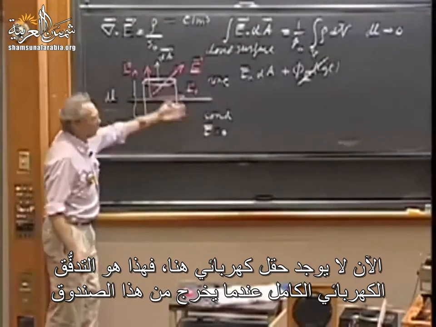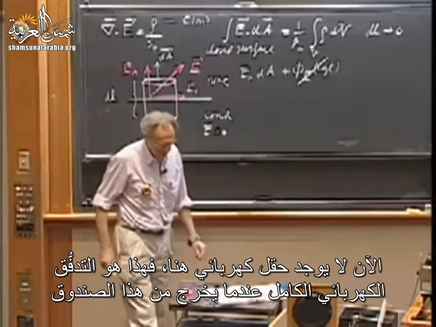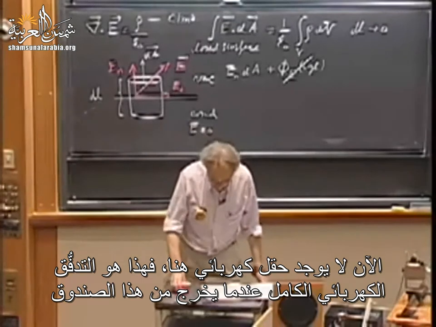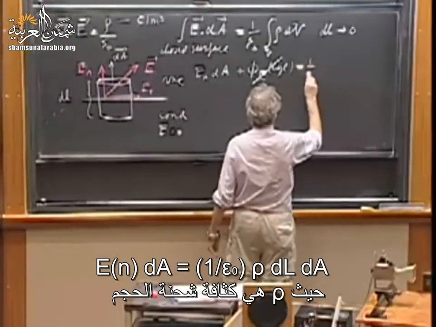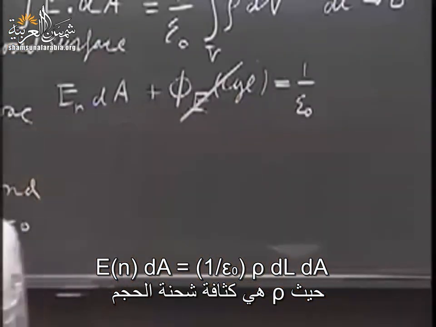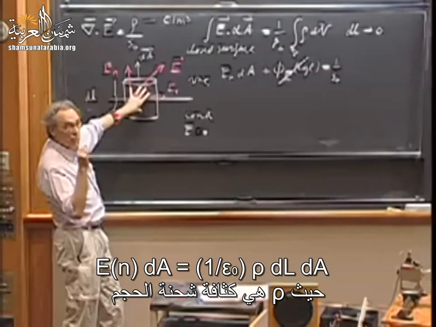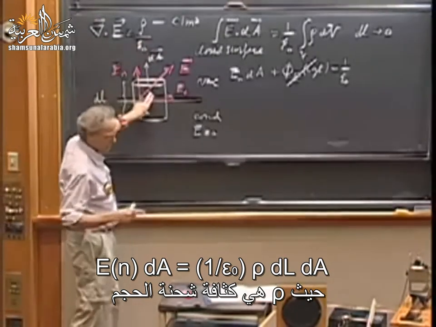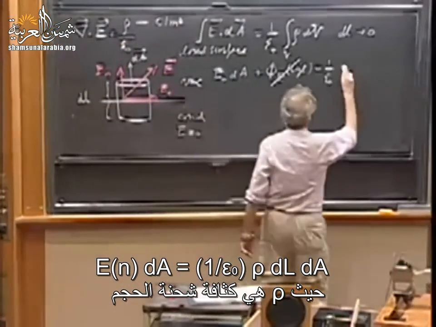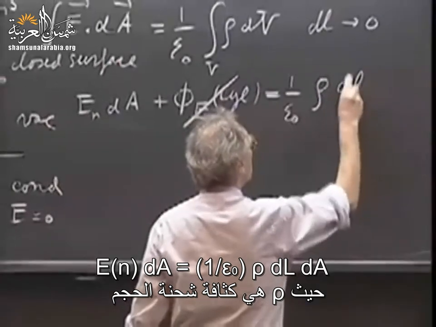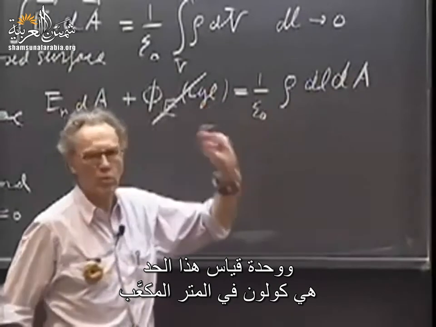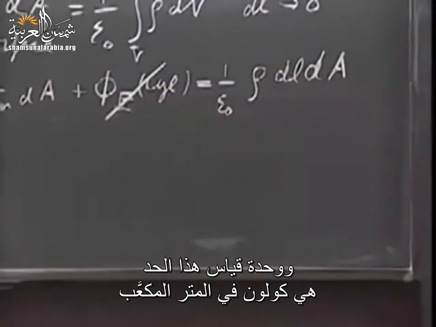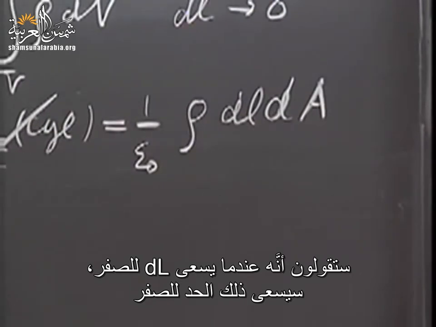Now there is no electric field here, so this is the entire electric flux as it escapes from this surface, from this box. And so that is now 1 divided by epsilon 0 times the volume charge density that I have in here, and so that is rho, times the volume, which is dl times dA. So this is now coulombs per cubic meter. So you will say now, when dl goes to 0, that that goes to 0.